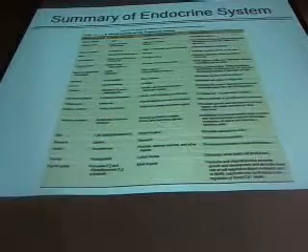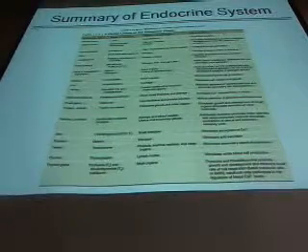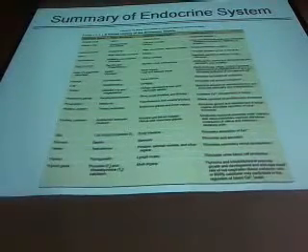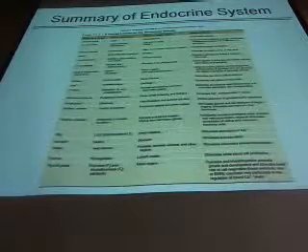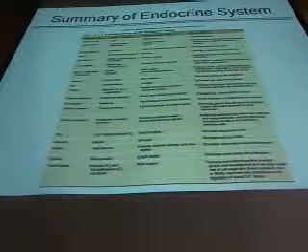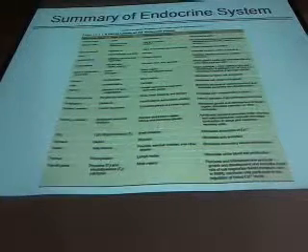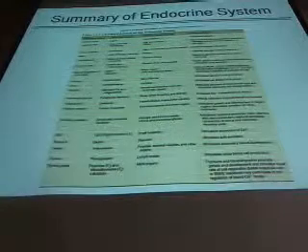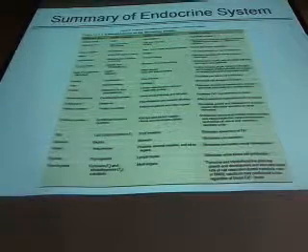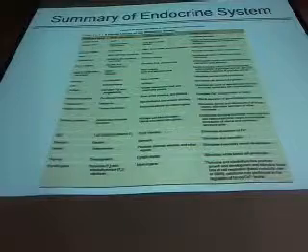white cell production. Thyroid, thyroxine, T4, triiodothyronine, T3, and that is metabolic rate in the cells. Growth and development and the metabolic rate in the cells.